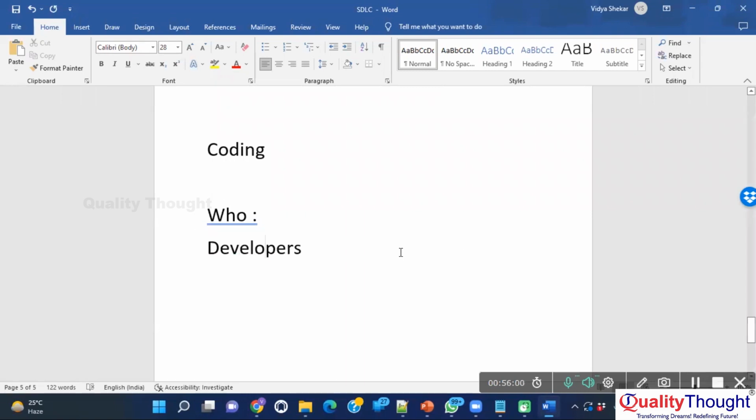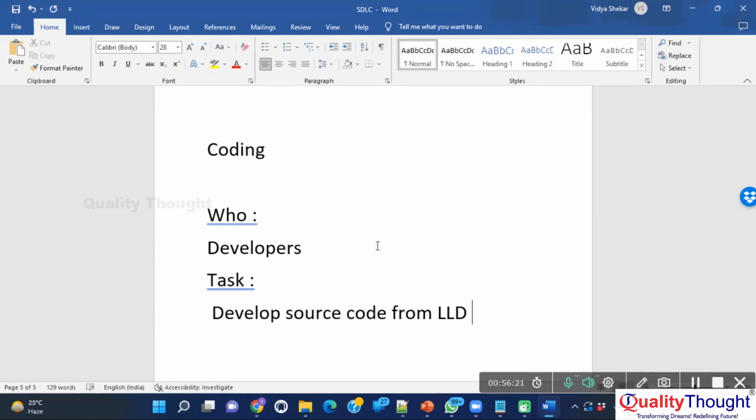Okay. Who is going to get involved here? Developers are going to get involved. And what is the task they are going to perform? They are going to develop the source code from the low level design or high level design. Generally, they do it from the low level design.